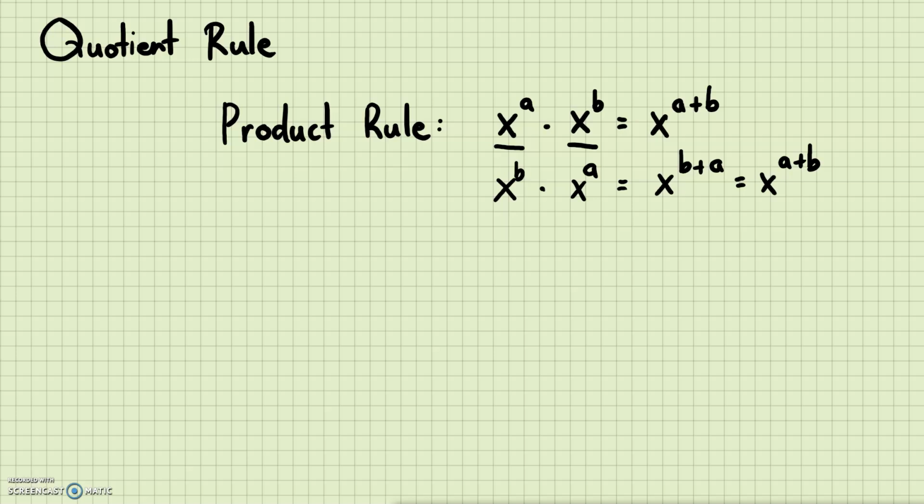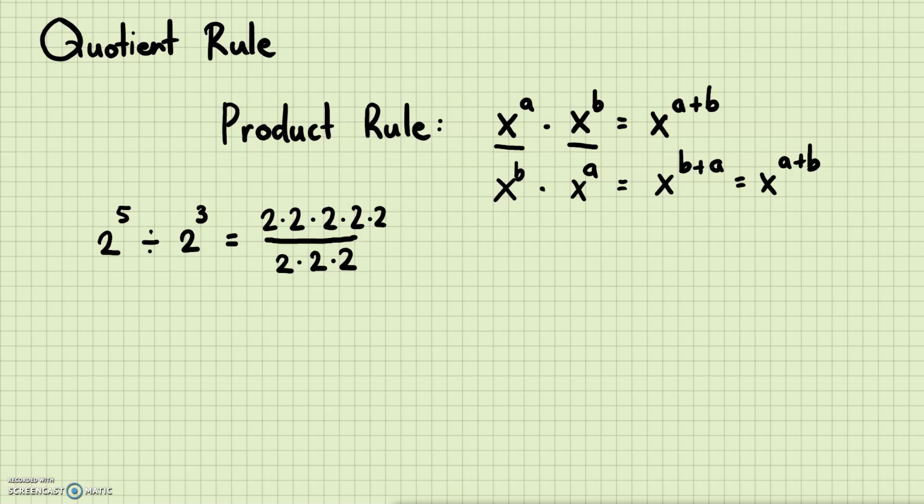So let's say we have 2 to the 5th power divided by 2 to the 3rd power. Now that would equal, let's rewrite this as a fraction, because all division problems can be rewritten as fractions. 2 to the 5th power goes on top, so we have 5 2's on top, and we have 3 2's on the bottom.